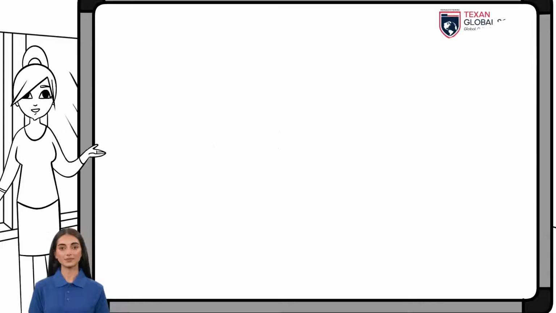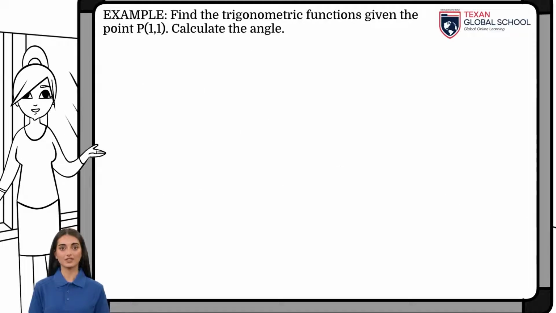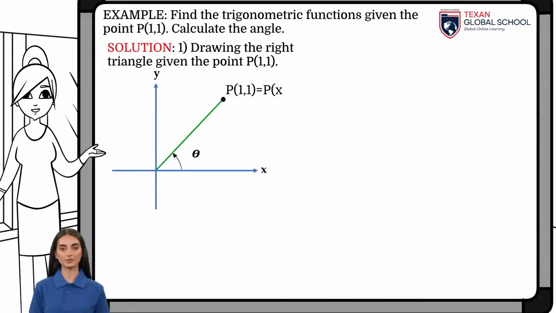Let's see an example. We will find the trigonometric functions given the point P of coordinates 1, 1. Also, we will calculate the angle. First, it is essential to draw the right triangle from the given point. As seen on the board, the abscissa is the adjacent side equal to 1, and the ordinate is the opposite side, in this case, is also 1.